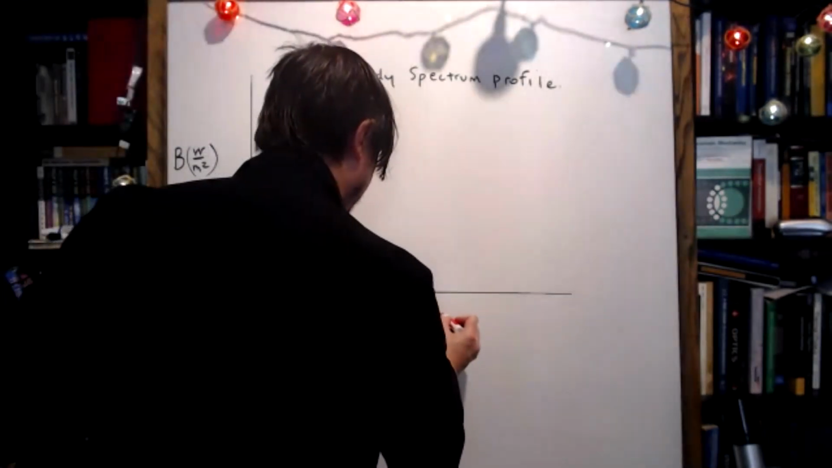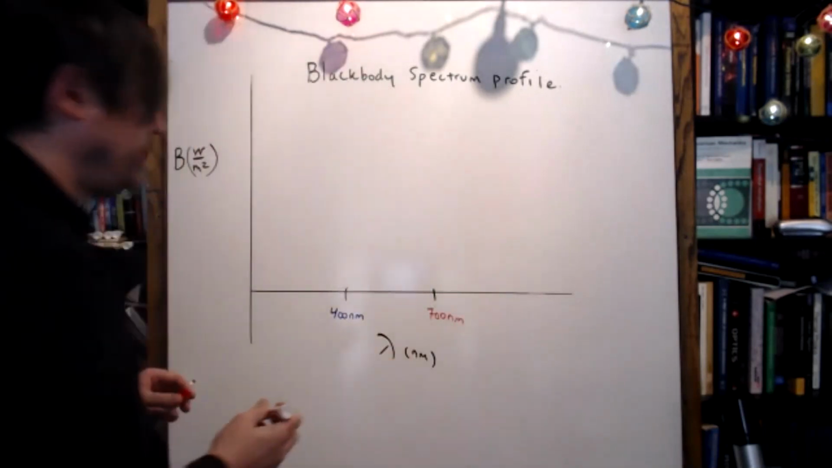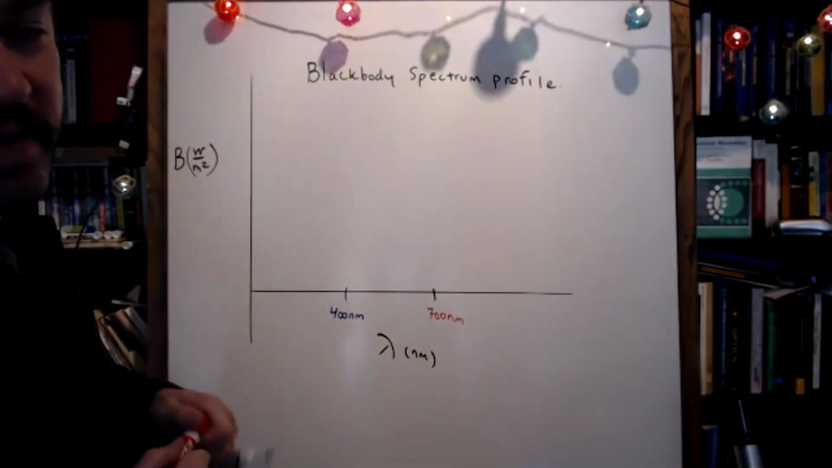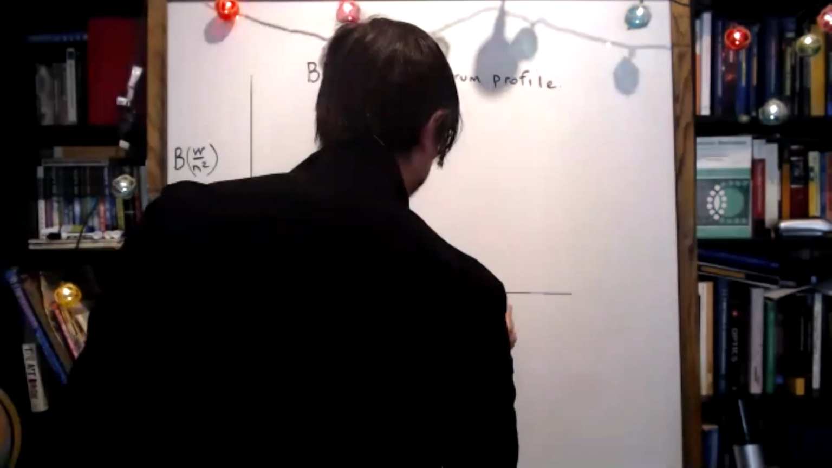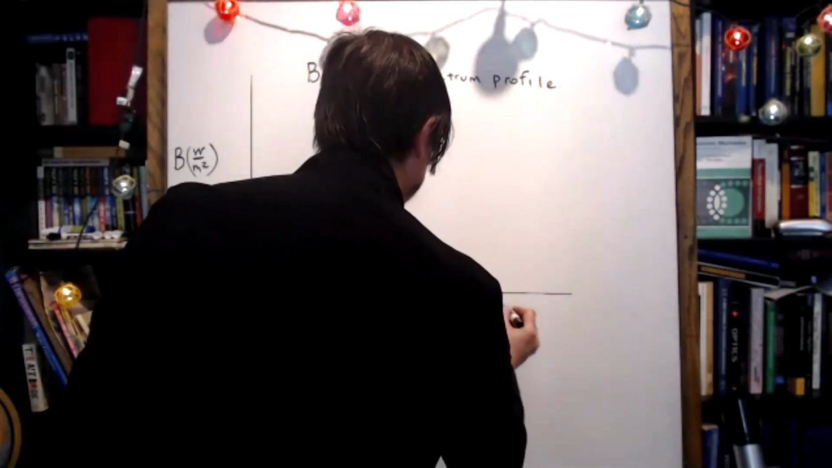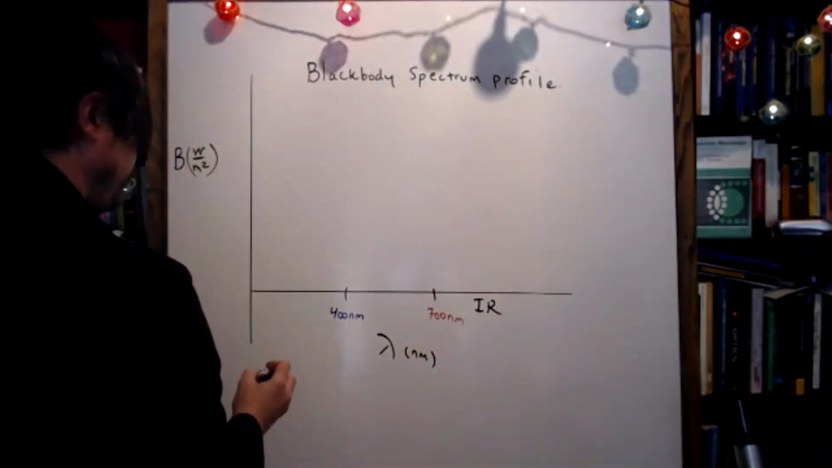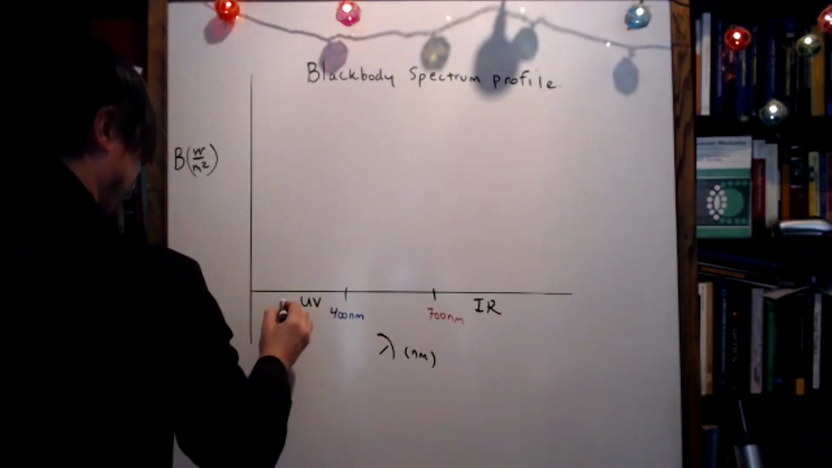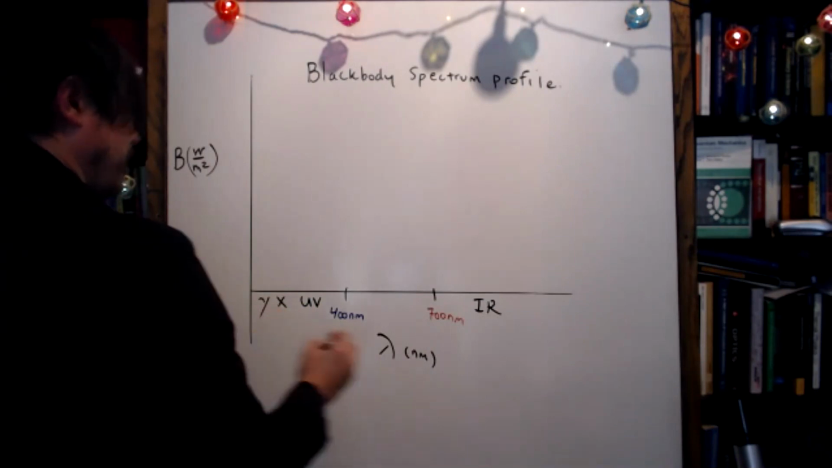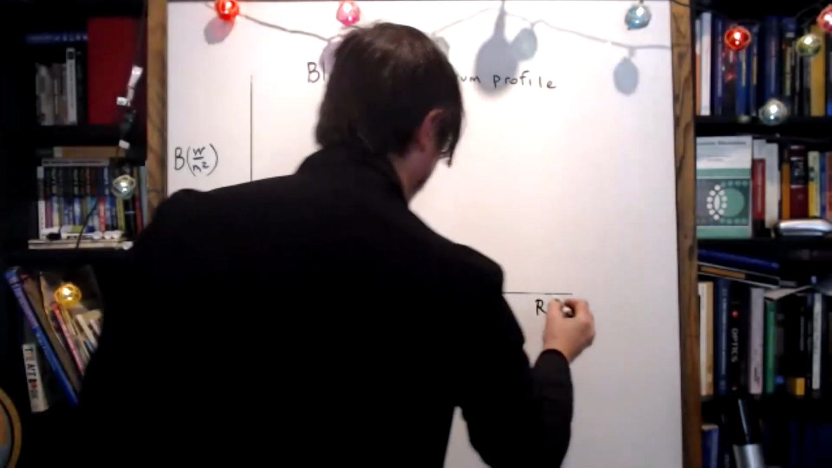Chris, what comes just after 700 nanometers? What regime of the electromagnetic spectrum? What comes after red? Yeah, infrared. Very good. What comes before violet? UV. And then we have X-rays and gamma rays and radio.